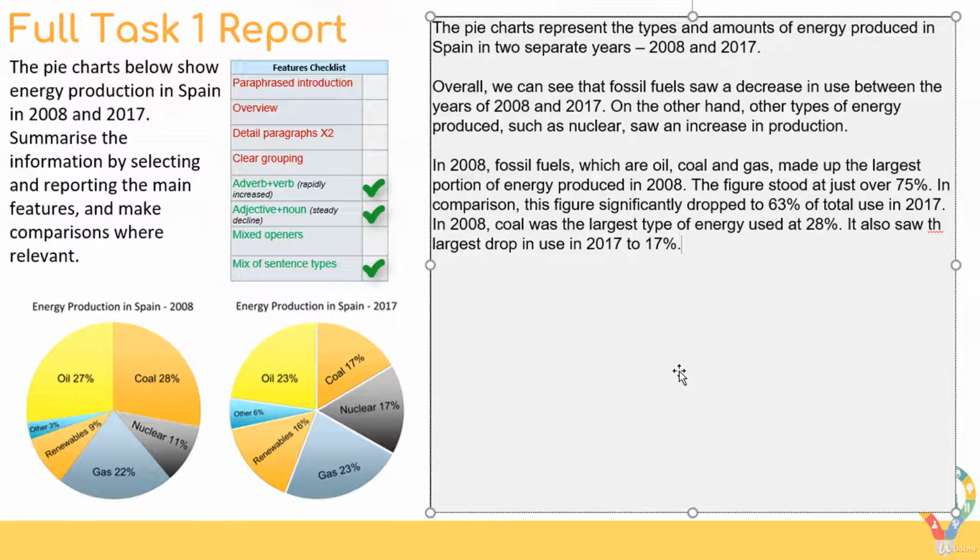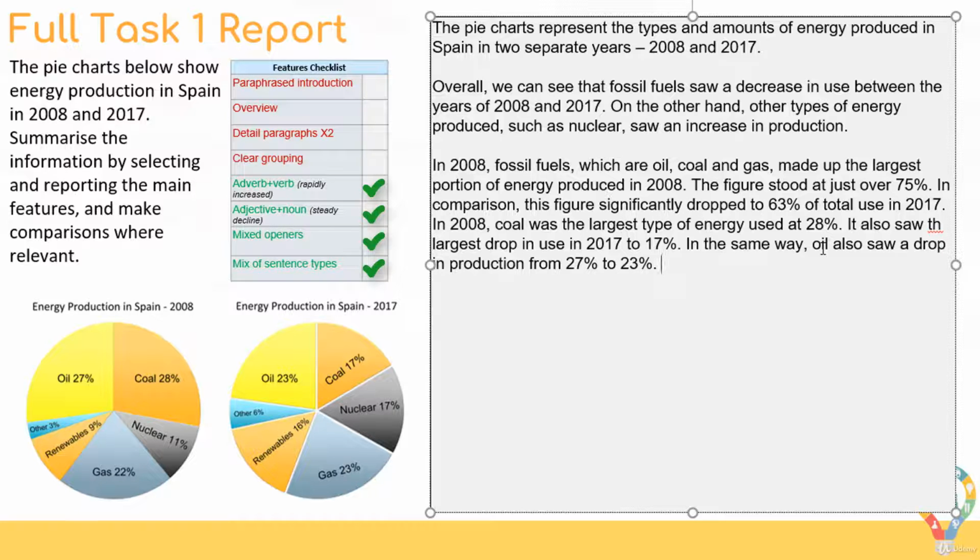We can now probably describe oil, as that also saw a decrease. Gas actually went up 1%, so we'll describe that last. But let's move on to oil. So oil fell from 27 to 23%. In the same way, and I'm using a different kind of opener here to make my report more interesting. In the same way, oil also saw a drop in production from 27% to 23%.